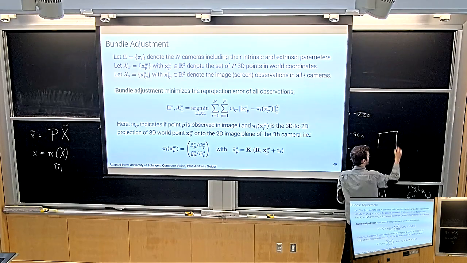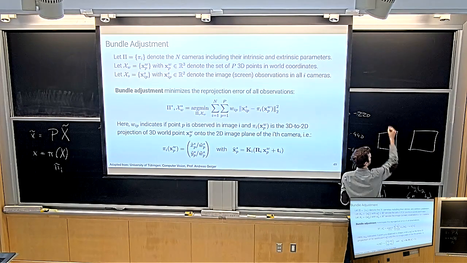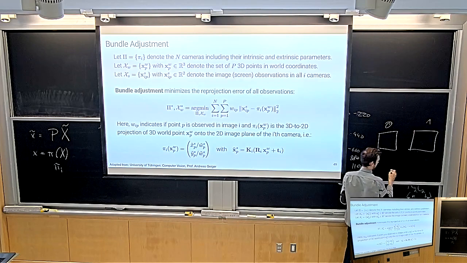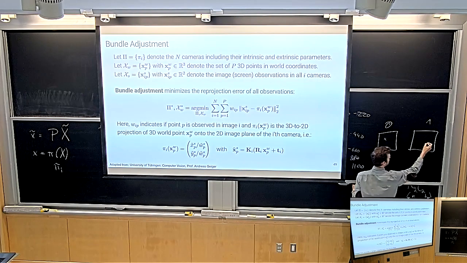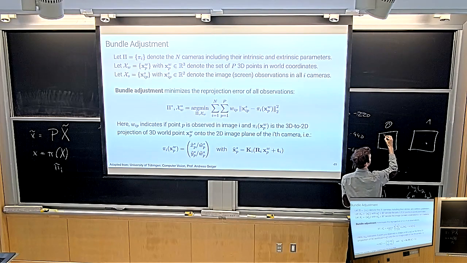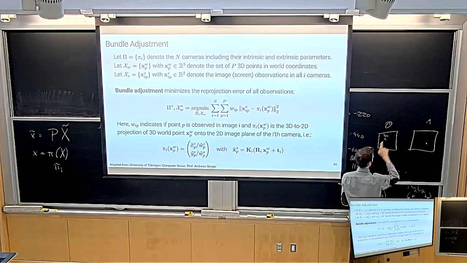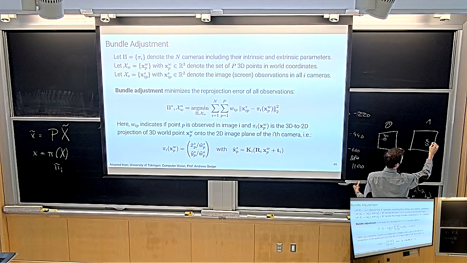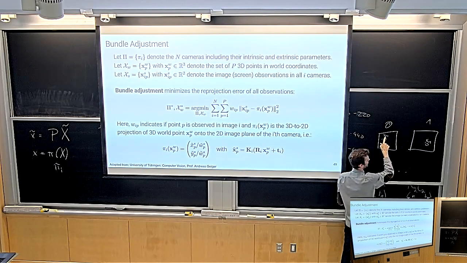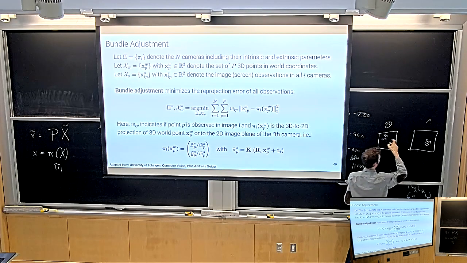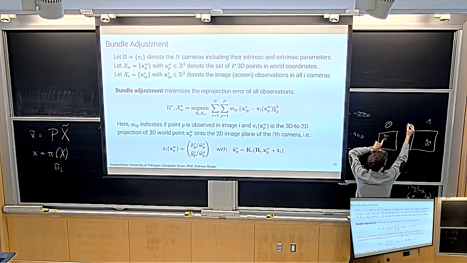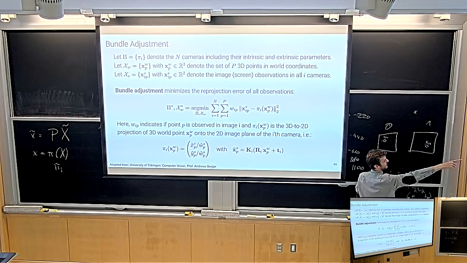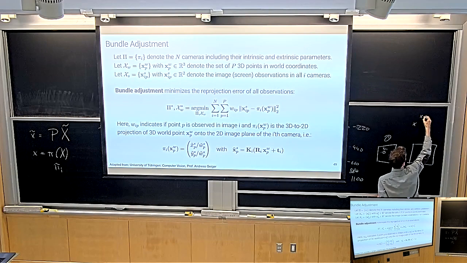Let's say we have these two views. This is camera number 0, this is camera number 1, and there might be more. Now you have this point, so this would be x_0,1. This here would be x_1,1. So this is the 0th camera, this is the first camera, and this is the index for the correspondence. And now there is a 3D coordinate, which is this point x_1 world, in world coordinates.